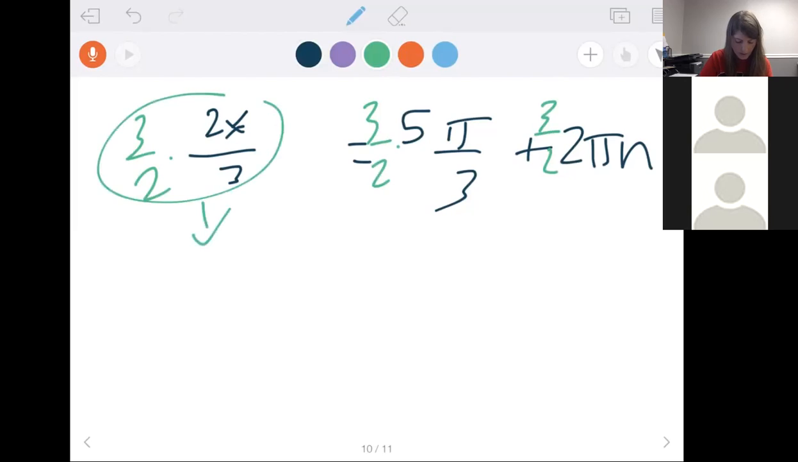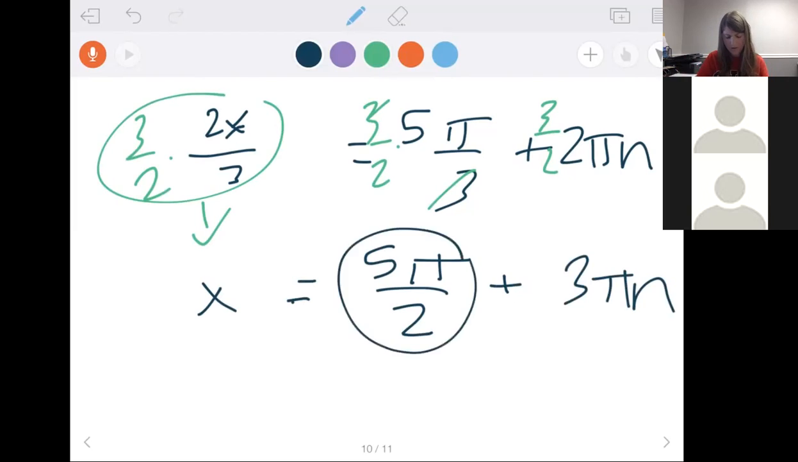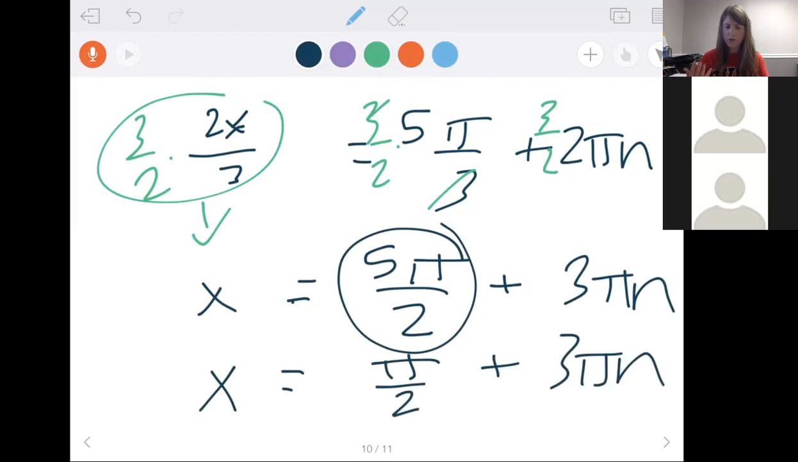Notice here we're just going to get back x. Notice on this one, we're going to cancel our 3's, and we're going to get a 5 pi over 2. And then notice, very similar to the last one, our 2's are going to cancel, and we're going to get multiples of 3 pi that get added to us. So when we think about 5 pi over 2, 5 pi over 2 is the same as pi over 2. That's what I was trying to ask you to think about with your coterminal angles.